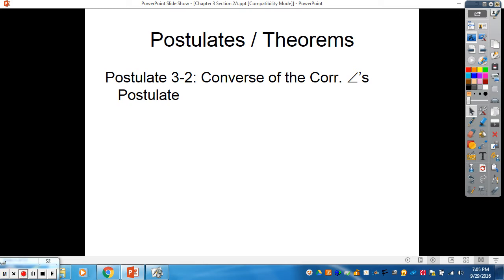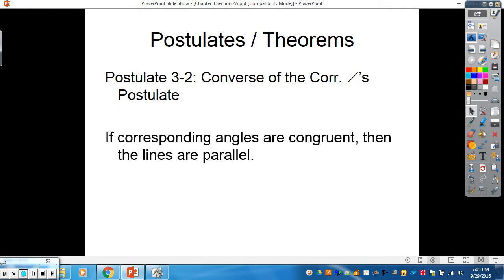Now from there, we take those postulates and build off of them to come up with bigger and better ideas geometrically, and those are our theorems, okay? So you're going to see that here in a couple minutes. So the first postulate is: if corresponding angles are congruent, then lines are parallel.